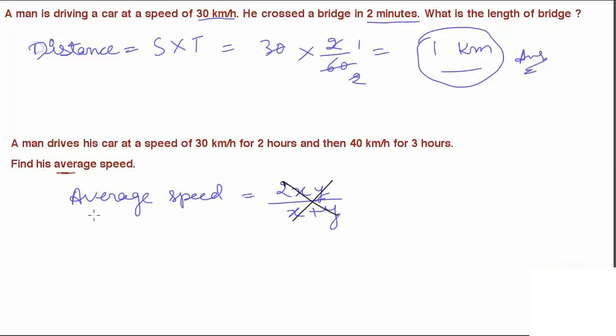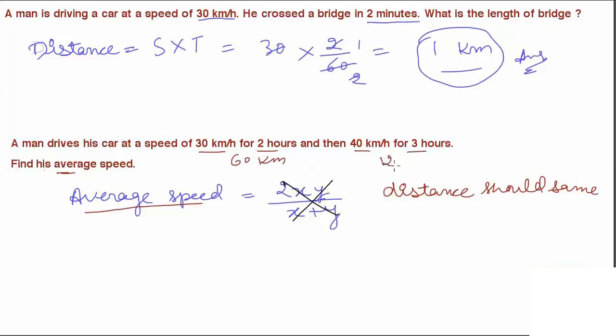Why? Because the condition to apply the average speed formula was the distance should be the same. But in this case, the person is driving at 30 km per hour for 2 hours, and that is 60 kilometers, and then 40 kilometers per hour for 3 hours, and that is 120 kilometers. So the distance is different, so we can't apply this formula.